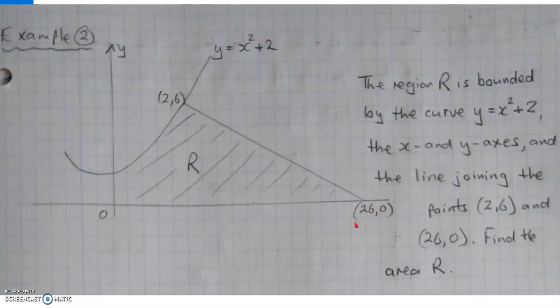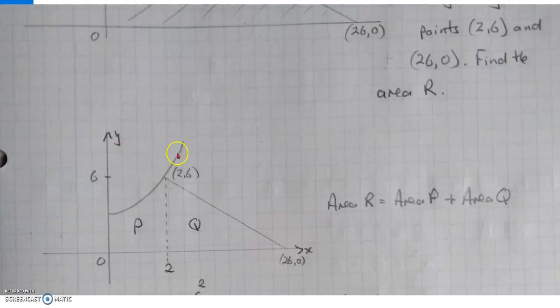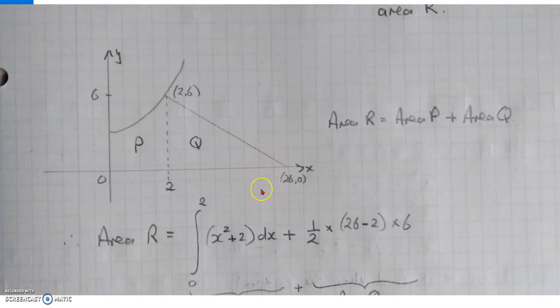Well, when you see a thing like this with a straight line, always ask yourself, how can I split this up into two shapes? And the way, of course, you can do this, if you look carefully, is you can split it up into a triangle, which I've called Q, and an area underneath the curve, which I've called P. So clearly the area that they want you to find, R, is the sum of those two areas, P and Q. All right, well, how do we do that?